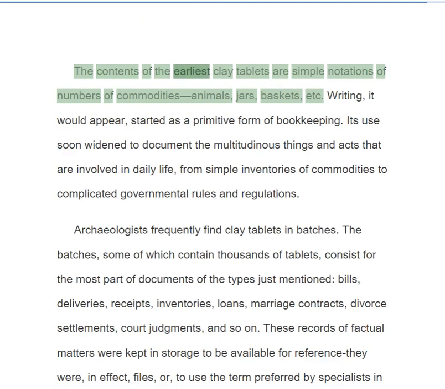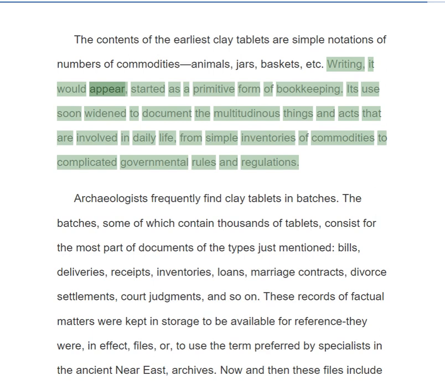The contents of the earliest clay tablets are simple notations of numbers of commodities, animals, jars, baskets, etc. Writing, it would appear, started as a primitive form of bookkeeping. Its use soon widened to document the multitudinous things and acts that are involved in daily life, from simple inventories of commodities to complicated governmental rules and regulations.